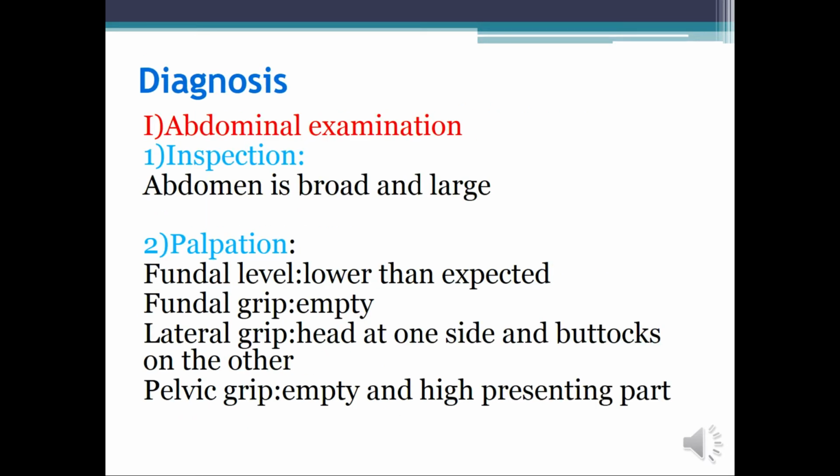Diagnosis. First, by abdominal examination. Inspection: the abdomen is broad and large. Palpation: fundal level lower than expected. The fundal height is lower than expected for gestational age. Fundal grip is empty. Lateral grip: head at one side and the buttock on the other side. Pelvic grip empty and high presenting part.